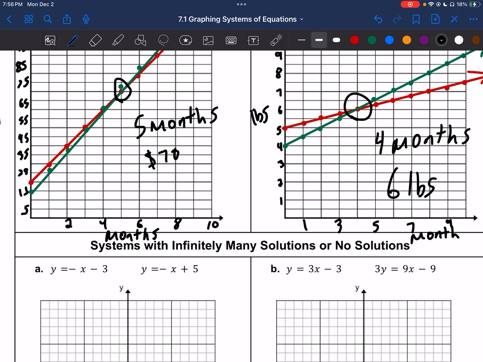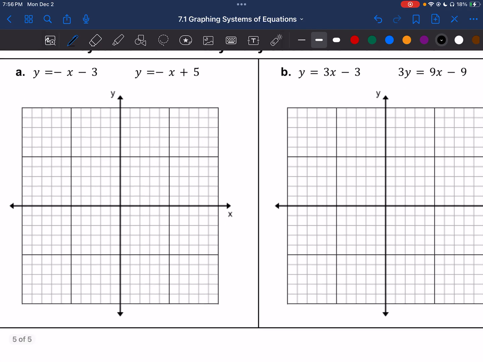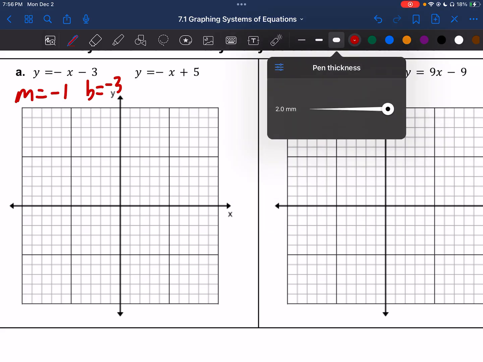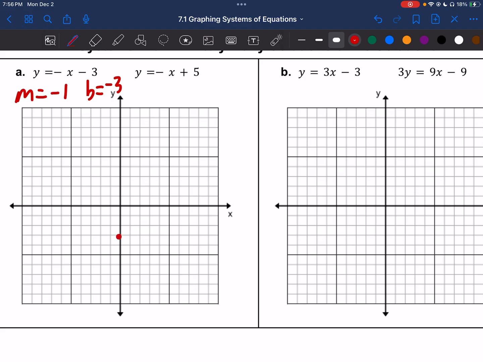All right, now our final two graphs are going to be systems with infinitely many solutions or systems with no solutions. So my first one, I have a slope of -1. I have a y-intercept of -3. So let's graph that. And we have a point at -3. And we're going to go down one and to the right one with every step that we take. And now when I go ahead and I draw that in, we have our line.